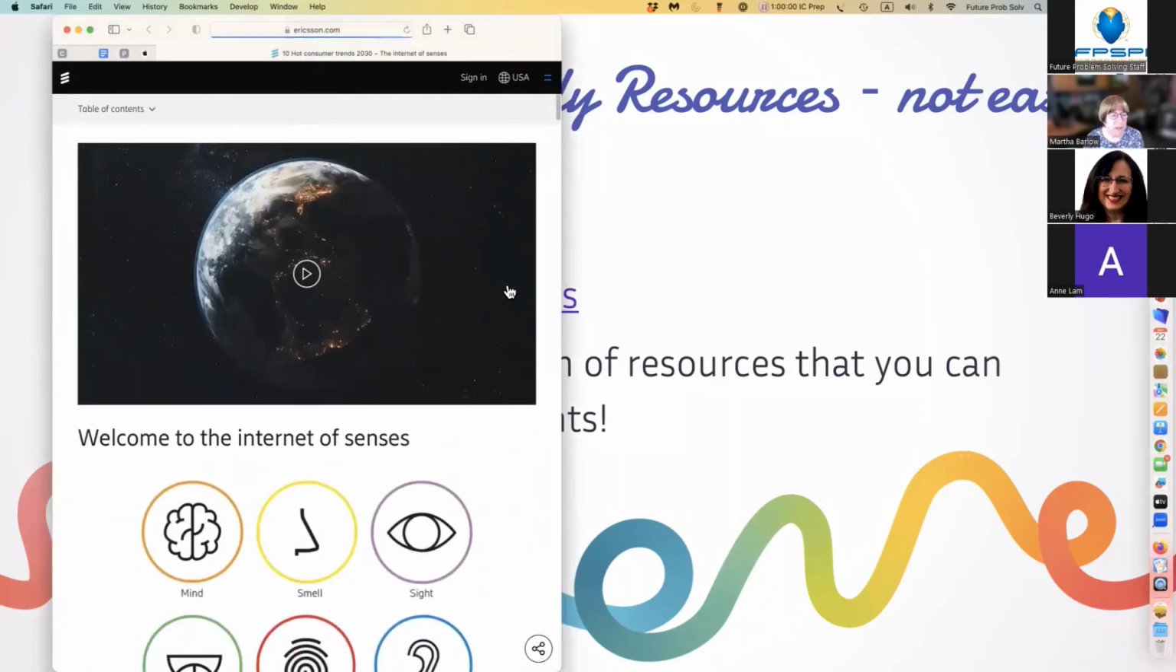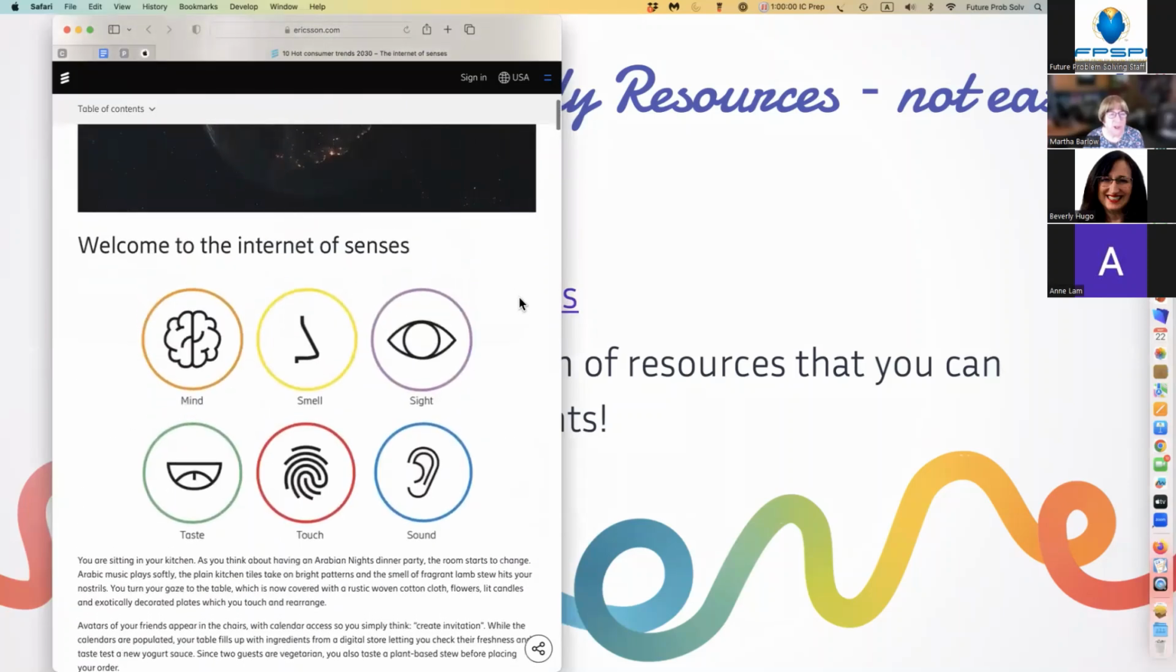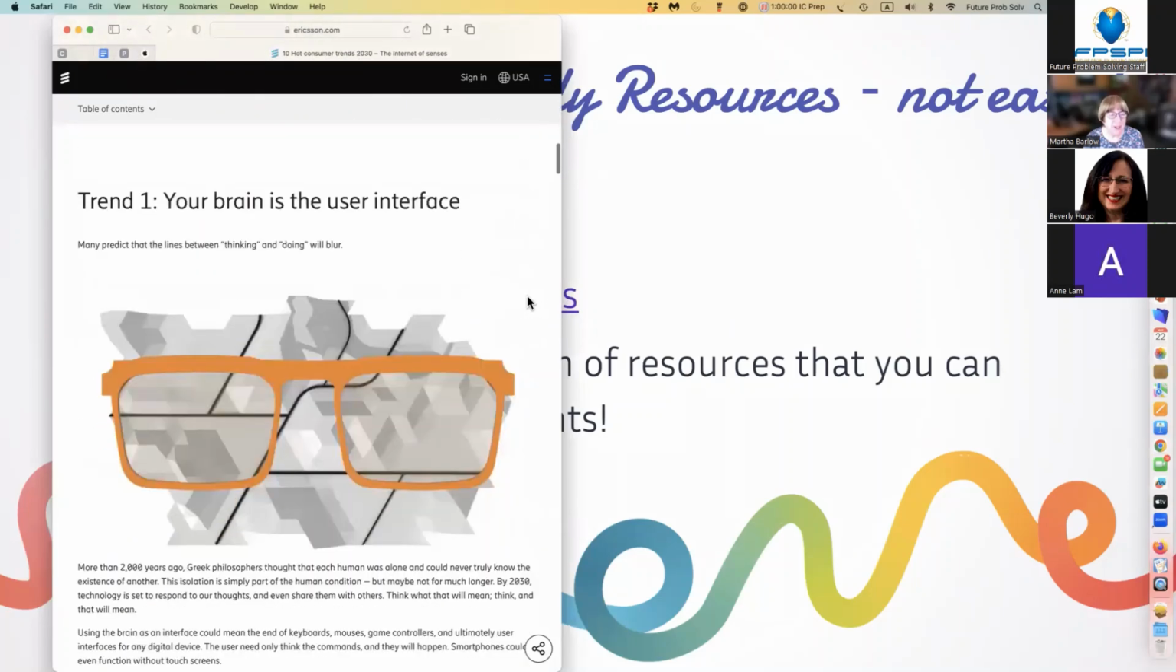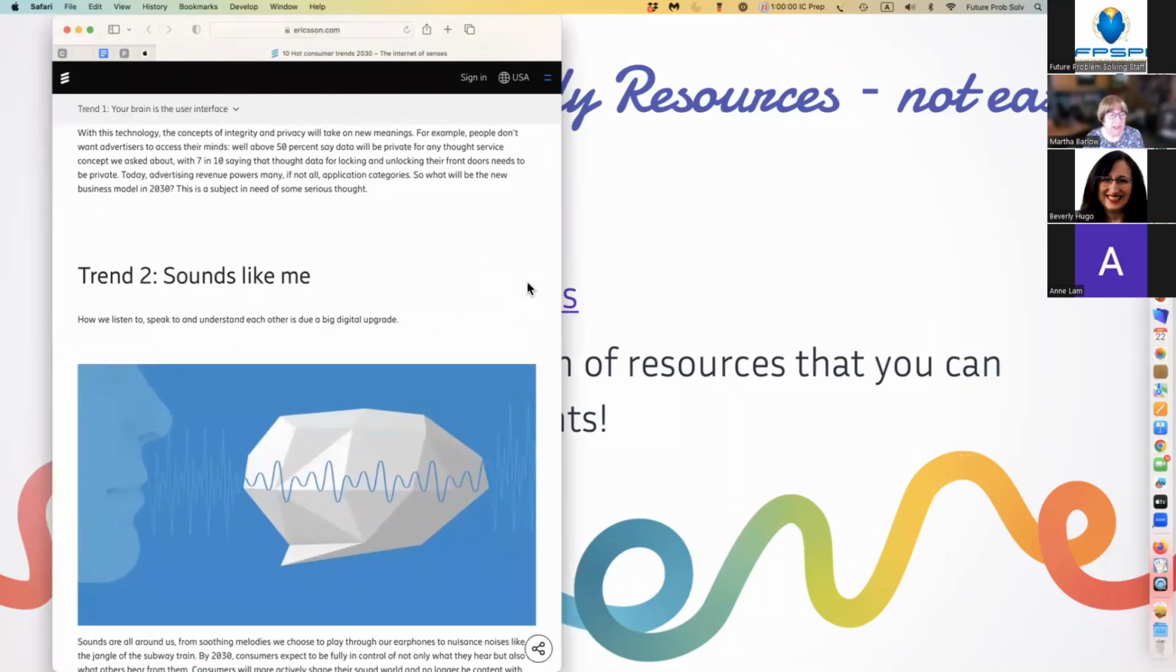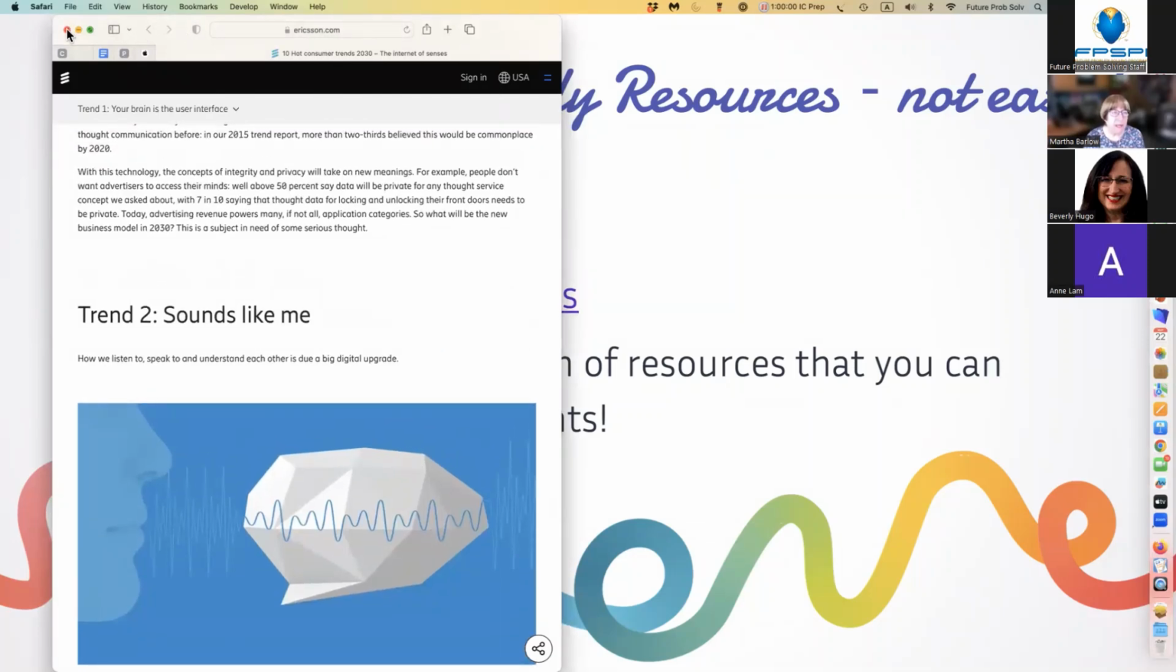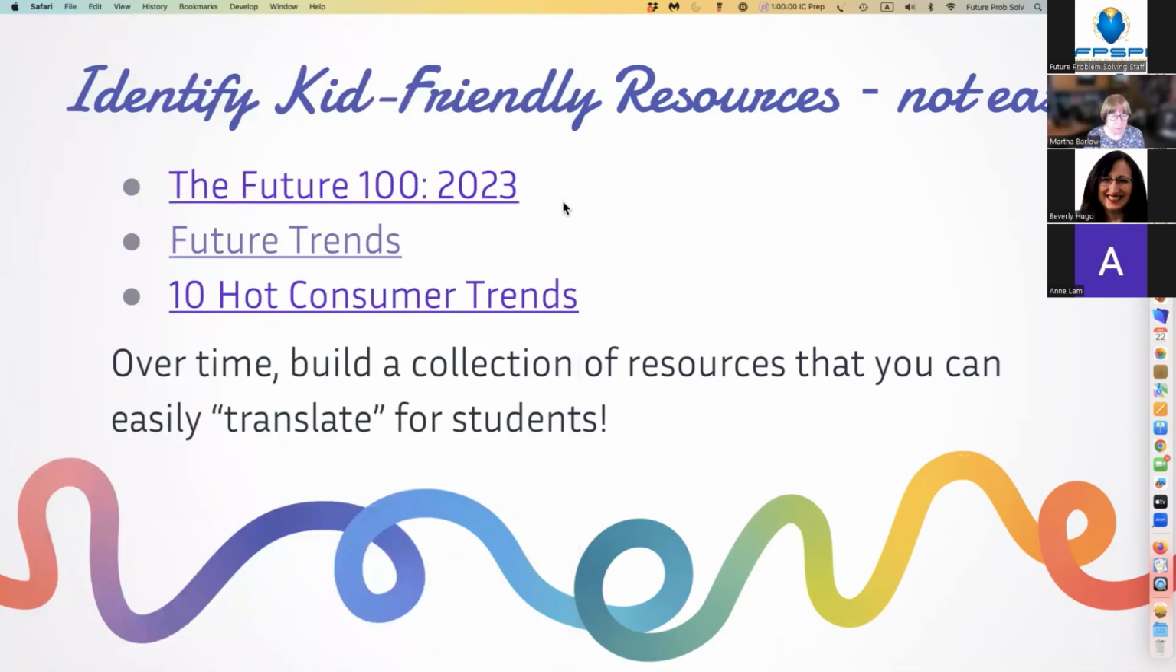This one is interesting. Welcome to the Internet of Senses. I thought that was interesting. And then they have some trends, your brain being the user interface, how we listen to sounds makes a difference, and so forth. So getting access to, or keeping a list of links that you think wouldn't be that challenging for kids to read, or you can discuss with them.